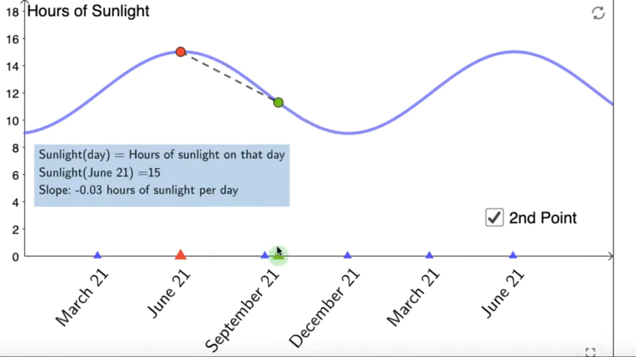Meanwhile, down here, where it's steeper, the slope is down to negative 0.5. But on average, between June 21st, which is the peak number of hours of sunlight, and December 21st, so over those about 182 days, we're losing on average 0.03 hours of sunlight per day.